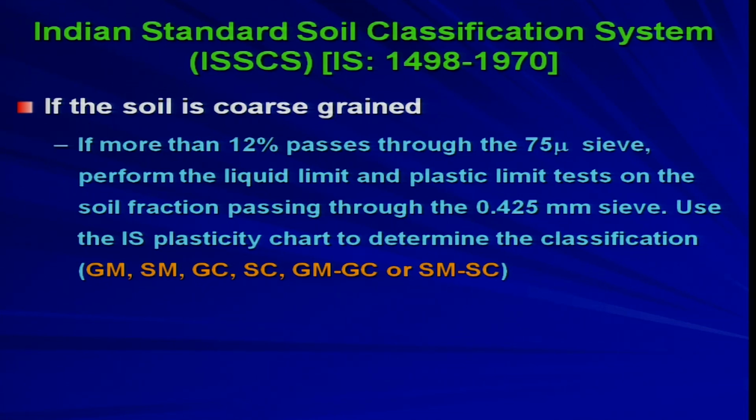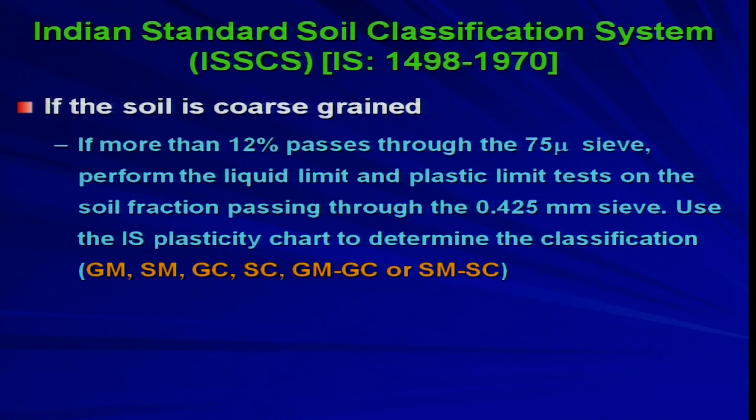So, you have three categories in the coarse grained soil sample. One is that the fine content is less than 5%, one is that the fine content is more than 12%, and one is in between 5% and 12%. Now we are dealing with more than 12%.